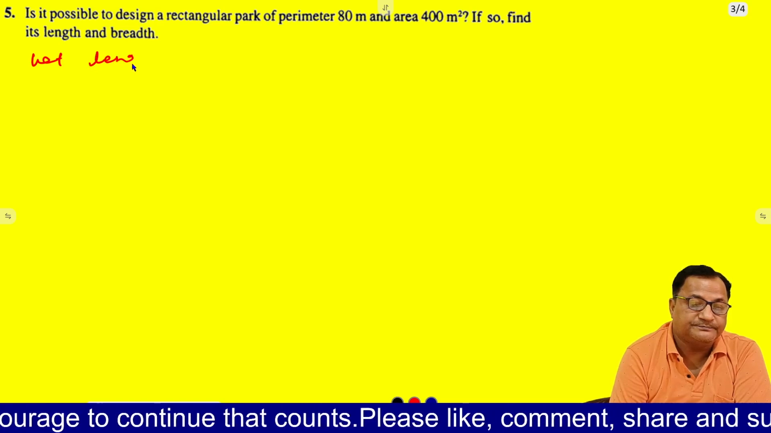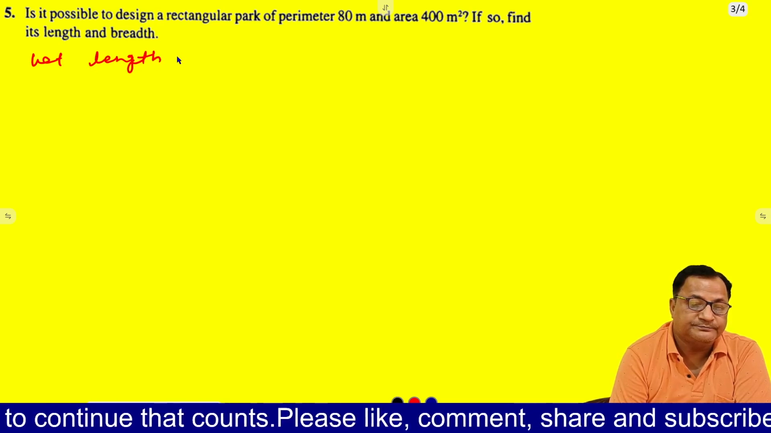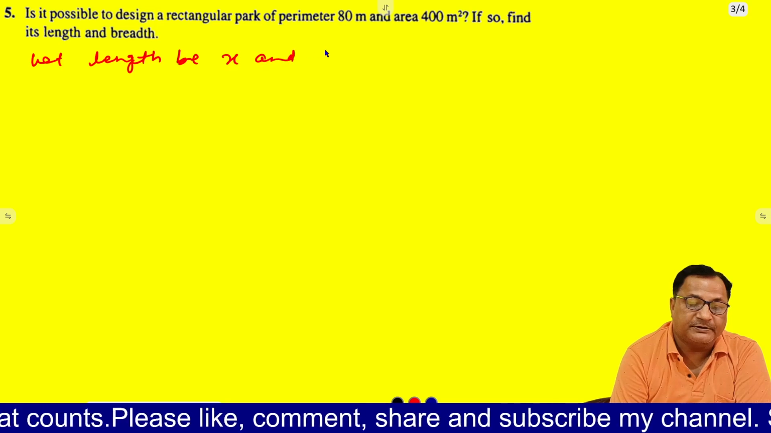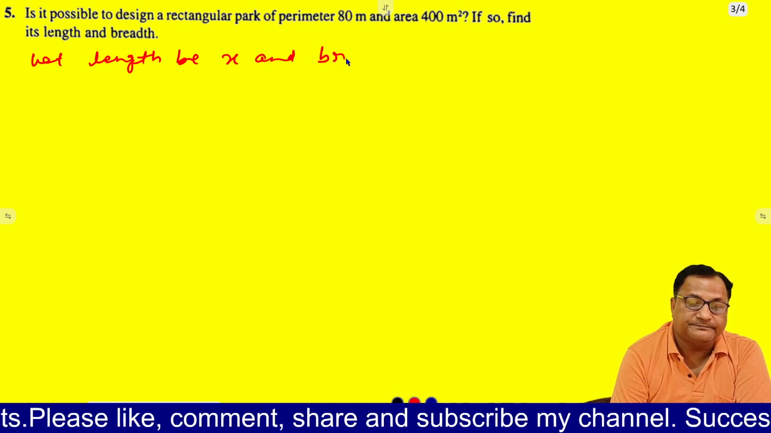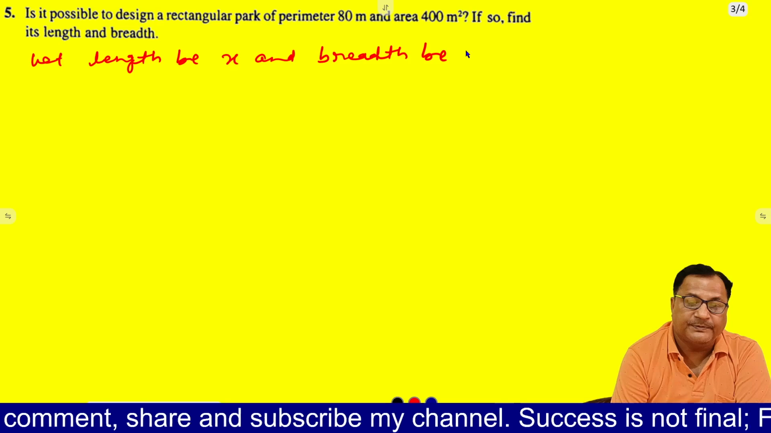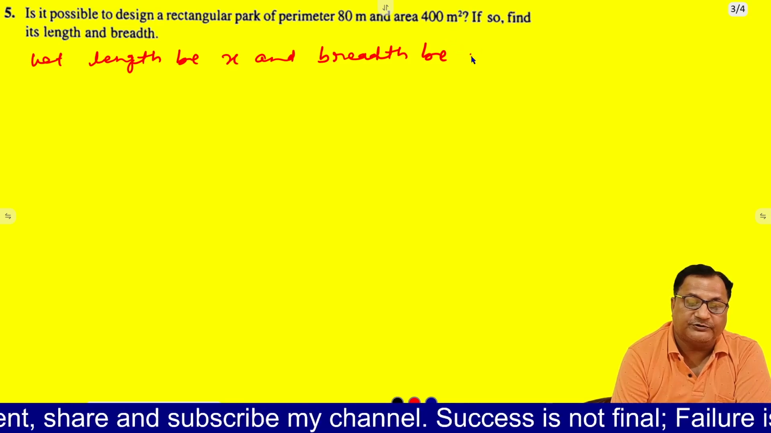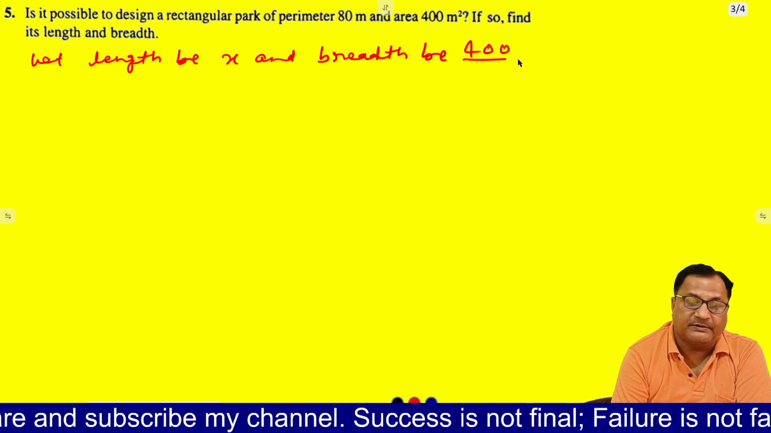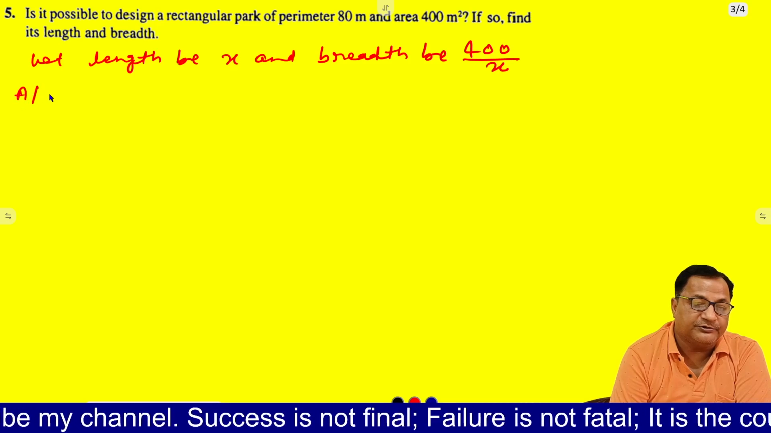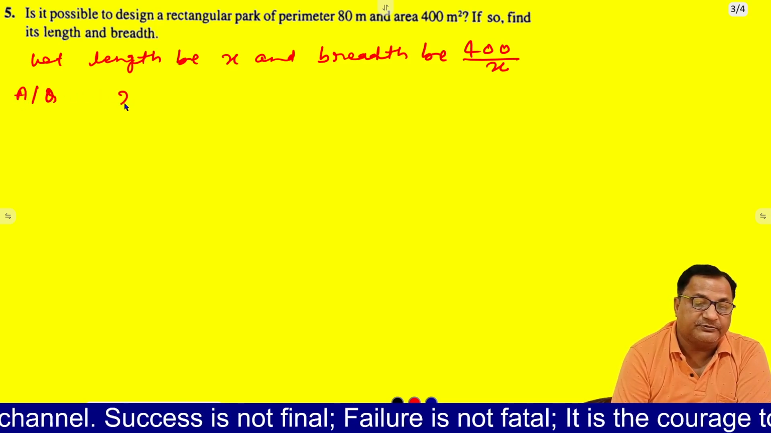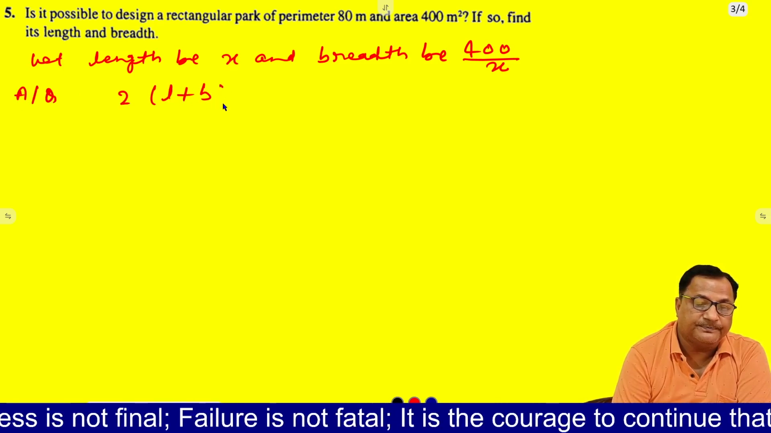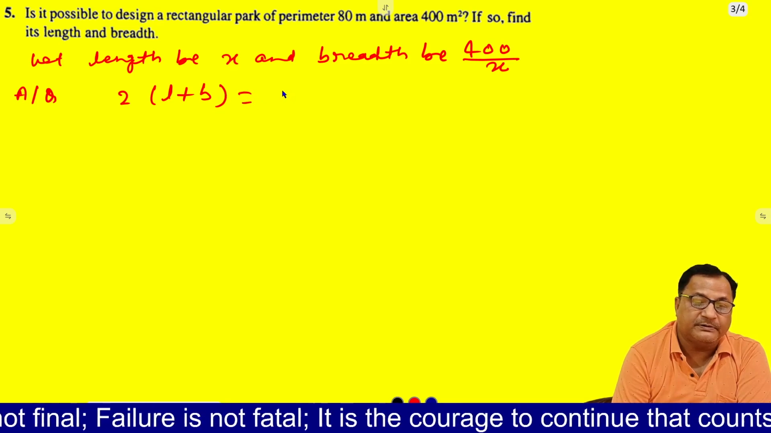length be x and breadth be b. Area is 400, so breadth will be 400 divided by x. According to the question, perimeter is given, so the perimeter formula, 2 into (L plus B), is equal to the given 80.